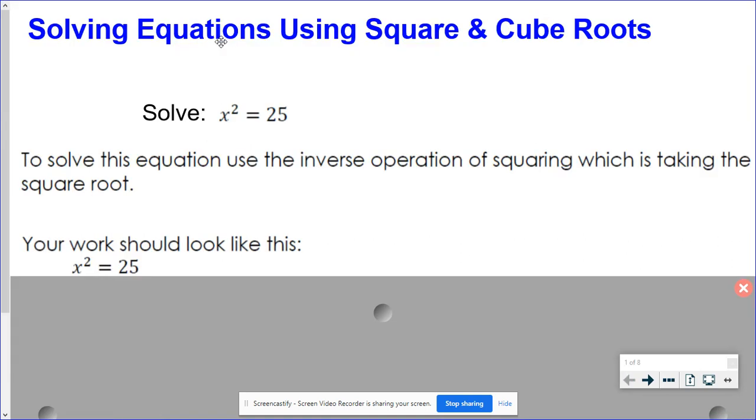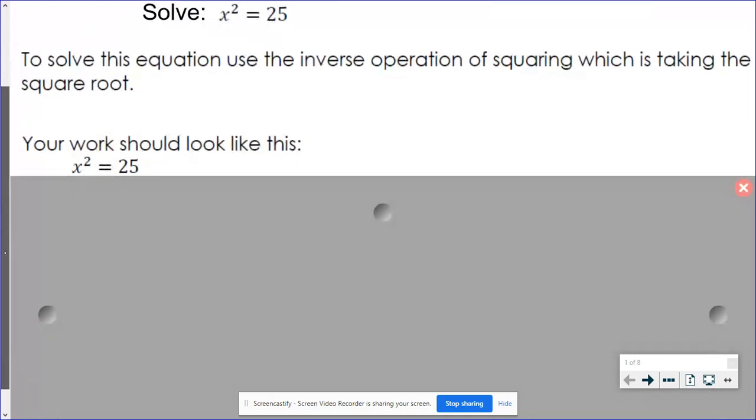Hello again, math students. Now that we've learned about finding square roots and cube roots, we're going to see why we would want to do that, because we're going to be solving equations that have squares and cubes in them. So we'll have to use square roots and cube roots to get rid of them. In this problem, my equation says x squared equals 25. To get rid of squaring something, we're going to use the inverse operation, which is taking the square root. So here's what our work is going to look like.